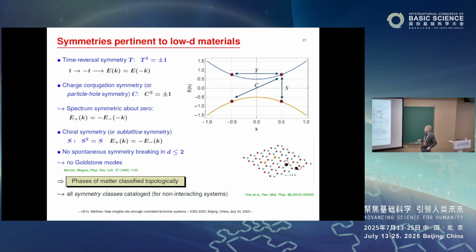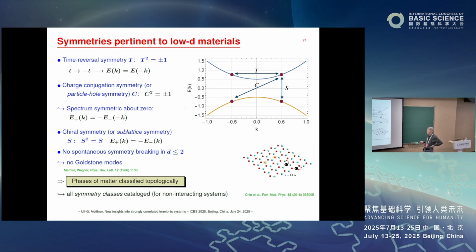Okay, so important in low-D materials are particularly the symmetries, as usual. So there's time reversal, which means E of k is E of minus k. Here's k, the momentum, and this is your energy. Then there's charge conjugation, or condensed matter people call this particle-hole symmetry, C squared equals plus or minus 1. This is E plus of k is minus E minus of minus k. And then often if you have sublattice symmetry, which we call chiral symmetry, E plus of k is minus E minus of k. So for example, in such a bipartite lattice, you can have this chiral or sublattice symmetry.